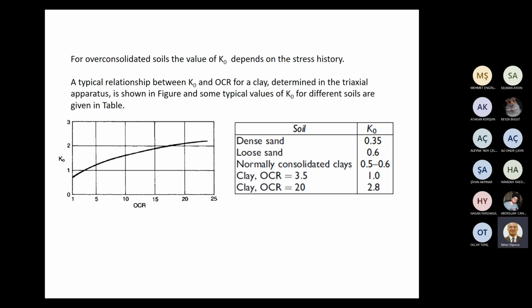For overconsolidated soils, the value of K0 depends on the stress history, and stress history can be defined by overconsolidation ratio. A typical relationship between K0 and OCR, overconsolidation ratio, for a clay determined in triaxial test is shown in the figure. I'm sorry for my allergy. And typical values of K0 for different soils are shown in this table.